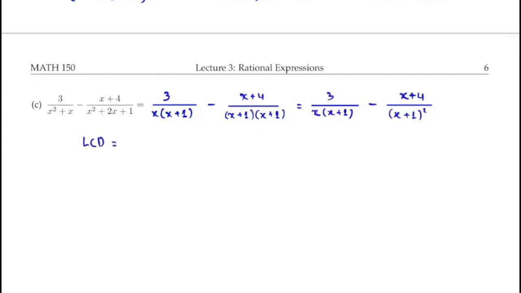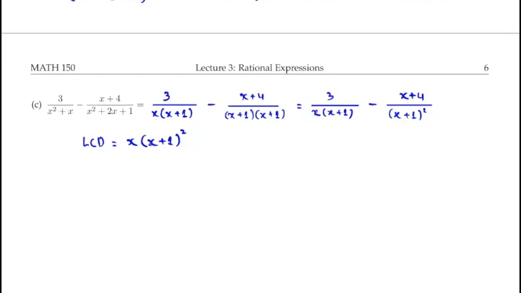So again, how would you find the LCD? So this is two different terms, right? Two different expressions. Take a look at the first one. You have x, bring that to the LCD. You have x plus 1, put that into the LCD. Now we're done with the first term. We move on to the second term. Now in the second term, the factor is x plus 1 squared. Right. We already have x plus 1. We just need to put the square to complete the LCD.